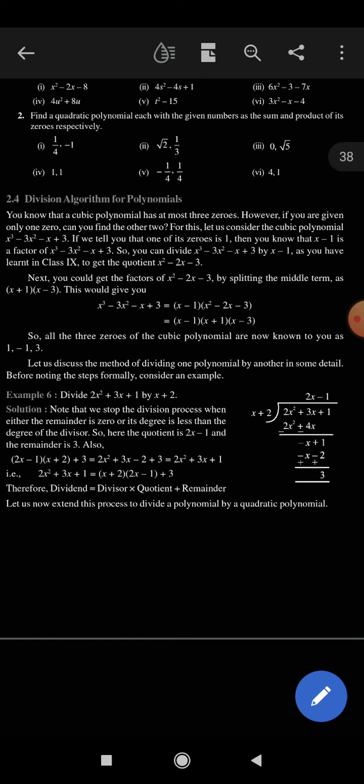Next you could get the factors of x square minus 2x minus 3 by splitting the middle term as (x plus 1)(x minus 3). This would give us x cube minus 3x square minus x plus 3 is equal to (x minus 1)(x square minus 2x minus 3), which is equal to (x minus 1)(x plus 1)(x minus 3). So all the 3 zeros of the cubic polynomial are now known to you as 1, minus 1, 3.